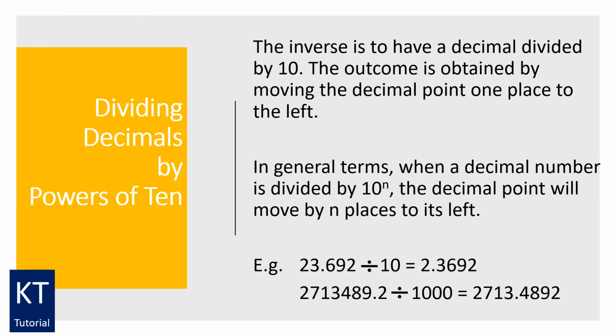The inverse is to have a decimal divided by 10. The outcome is obtained by moving the decimal point one place to the left. In general terms, when a decimal number is divided by 10 to the power of n, the decimal point will move by n places to its left. Looking at the second example where a decimal number is divided by 1000, the outcome is obtained by moving the decimal point 3 places to its left.